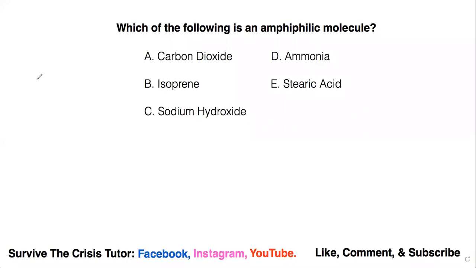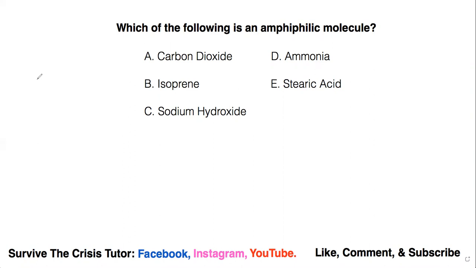Today we are looking at a biochemistry or cell biology question. As always, let's get right into it. Today's question reads, which of the following is an amphiphilic molecule? Carbon dioxide, isoprene, sodium hydroxide, ammonia, or stearic acid? As always, take a moment to pause the video and see if you can solve it for yourself.